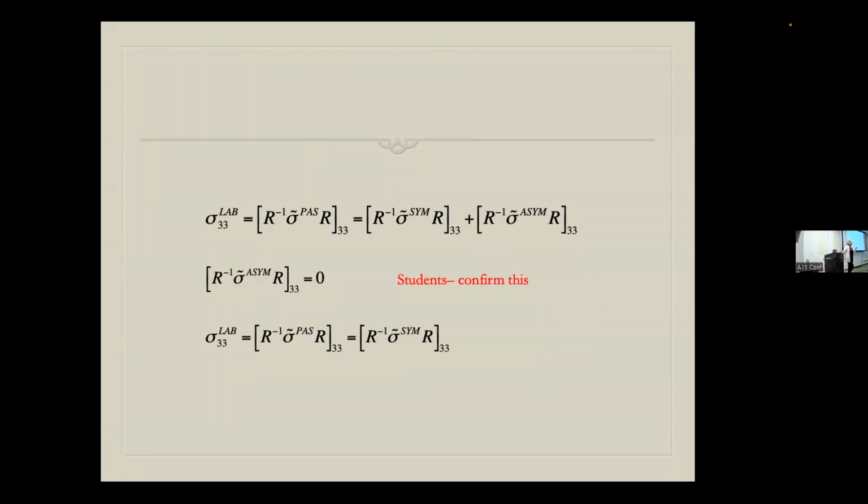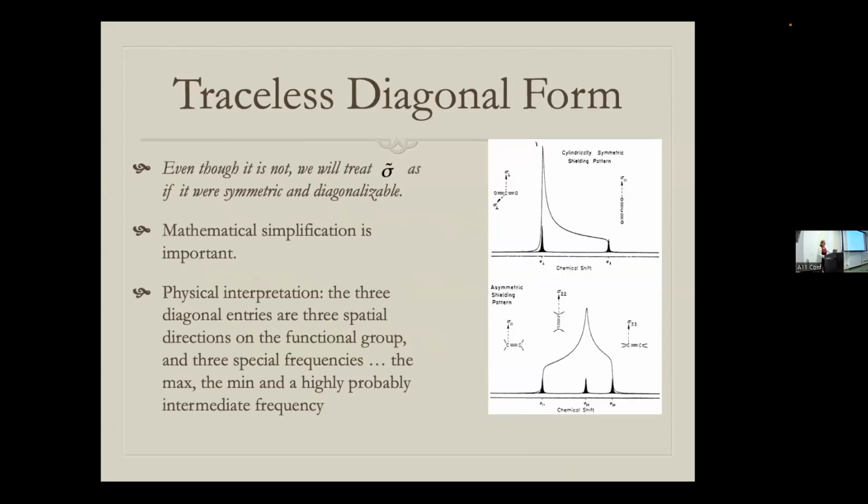Now that hasn't saved us that much time, but I see a glimmer of an idea there. I'm thinking, pull out the isotropic shift, pull out the antisymmetric stuff. Now I'm left with a really funny matrix. It's traceless, it's symmetric. Does it have any special properties that I could make use of that would save me time computationally? So even though it's not, we're going to treat the shielding tensor as if it were symmetric. That means it's diagonalizable and traceless. So the 3 diagonal entries are the 3 spatial directions on the functional group.